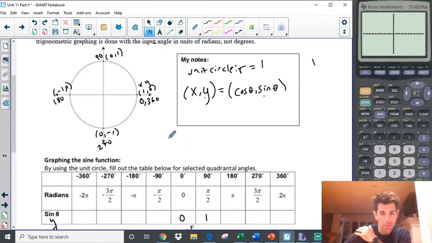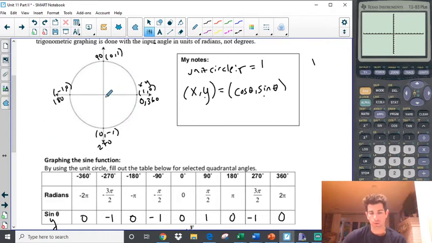Now if I keep going around the circle, at 180, the y value is 0. At 270, the y value is negative 1. And then if I complete my circle at 360, my y value was 0. Now if you went the opposite direction and went negative 90, negative 180, negative 270, negative 360, you would just have negative 1, 0, negative 1, 0. You're just going backwards around the circle.